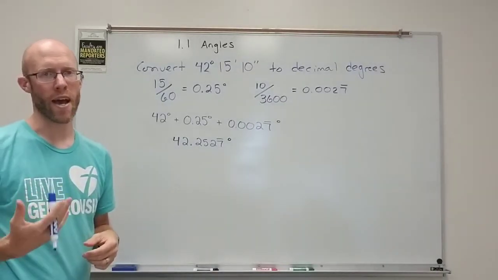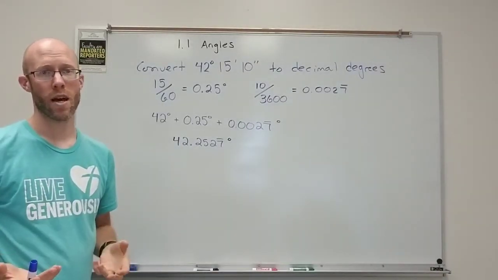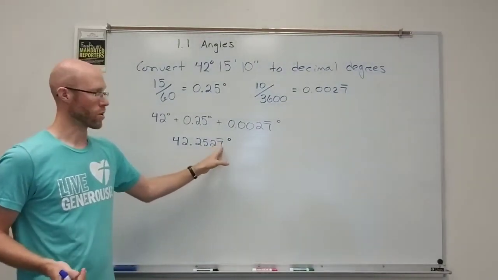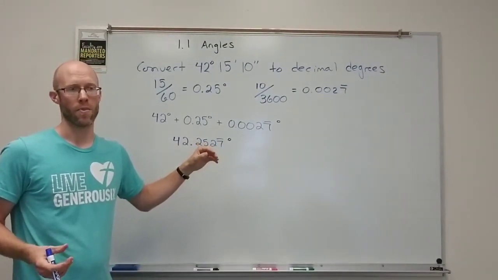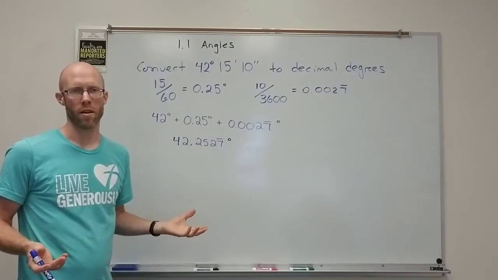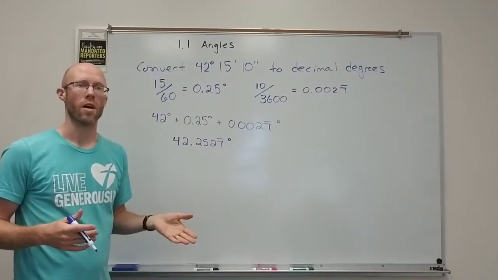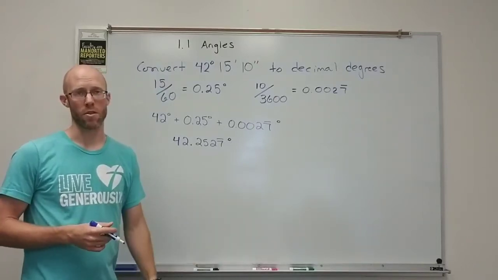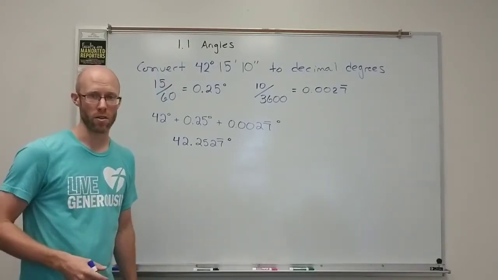Now you may be asked in the homework or on a test to round this off somewhere, rather than showing a repeated decimal. You just need to be aware of that in the instructions. Make a note and make sure that you do round it to the proper place if they don't want an exact value.